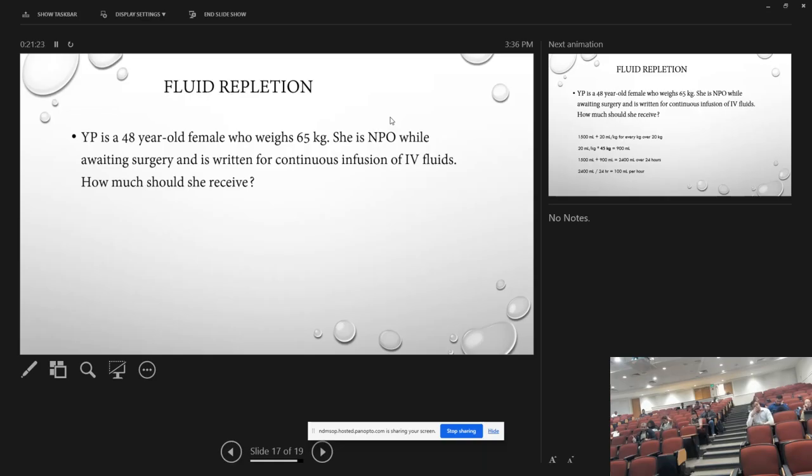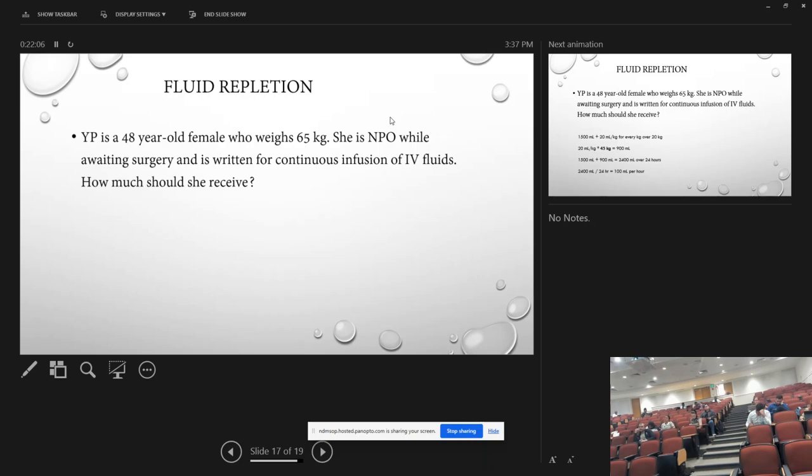So here we have a 48-year-old female who weighs 65 kilos. She is NPO. What's NPO? Nothing by mouth, nothing per mouth while awaiting surgery. So she's here for surgery and is written for continuous intravenous fluids. How much should she receive? Which category is this lady going to be? Is she going to be a resuscitative person or a non-resuscitative? Probably not, right? She's here for a surgery. She's stable. We don't have that data, but we're going to assume she's stable.